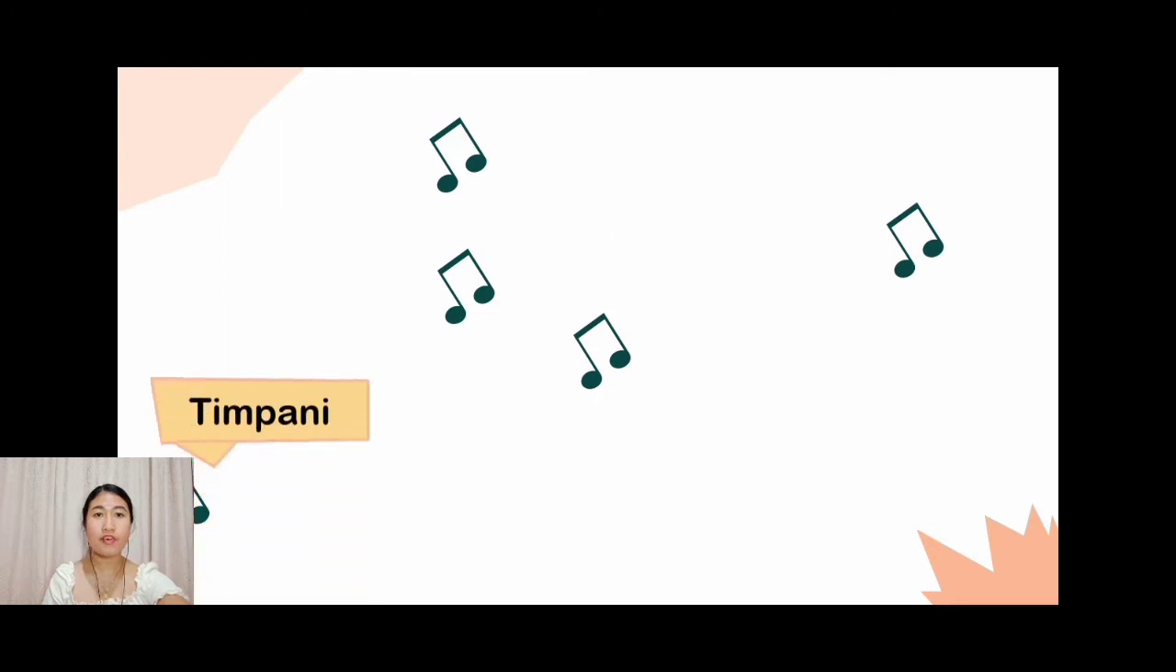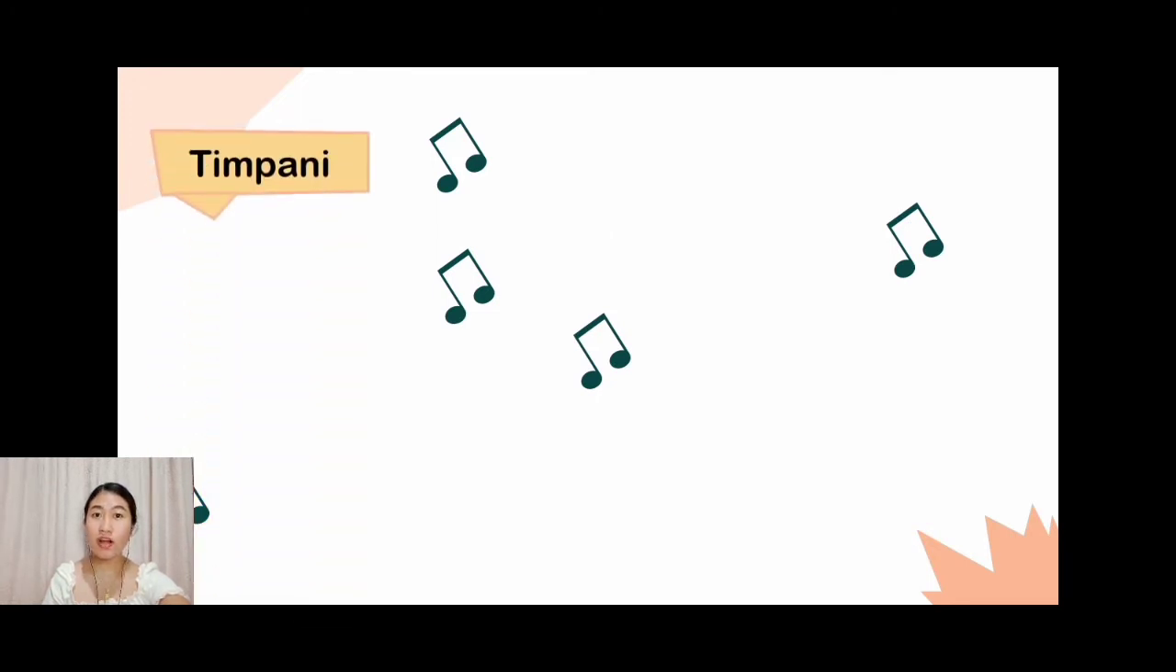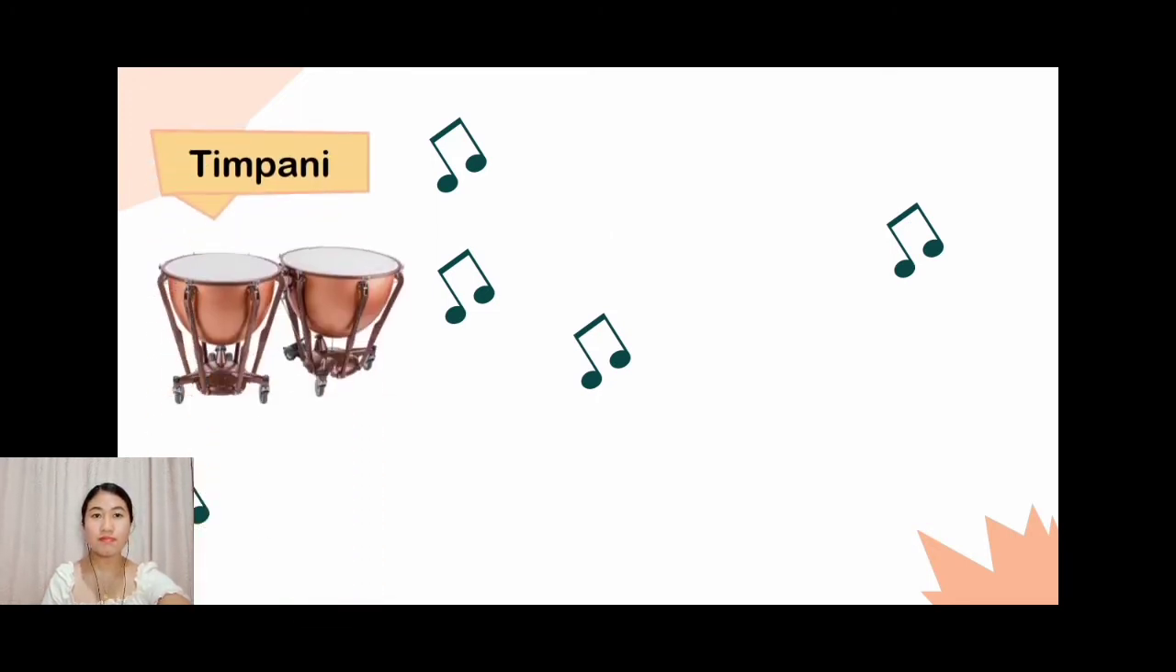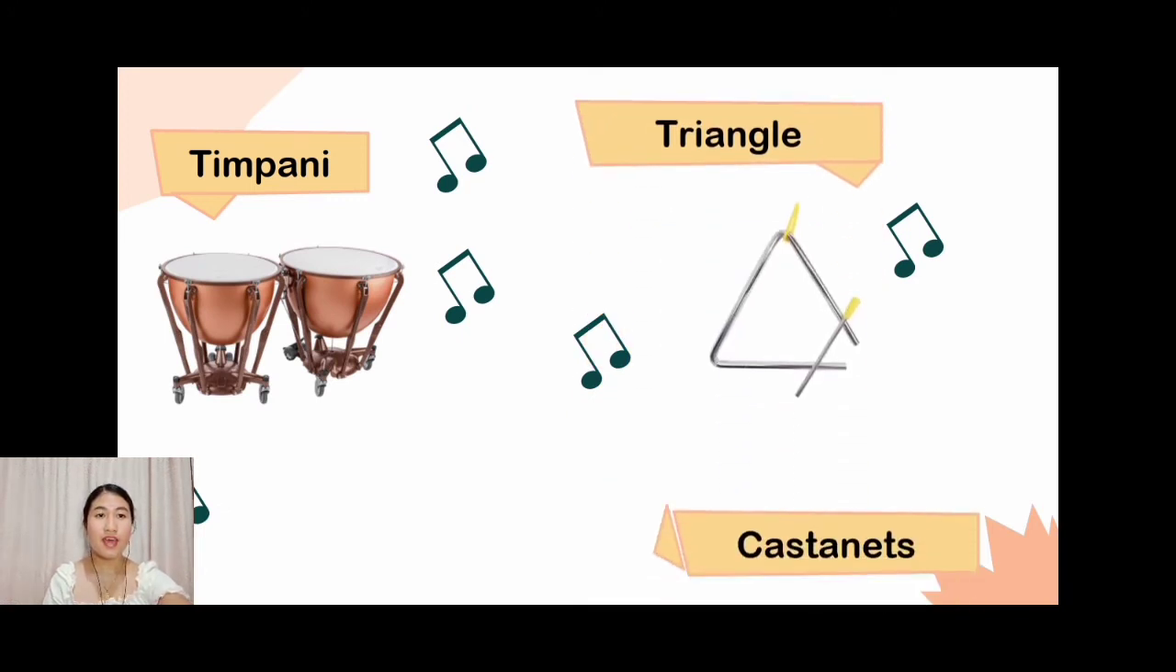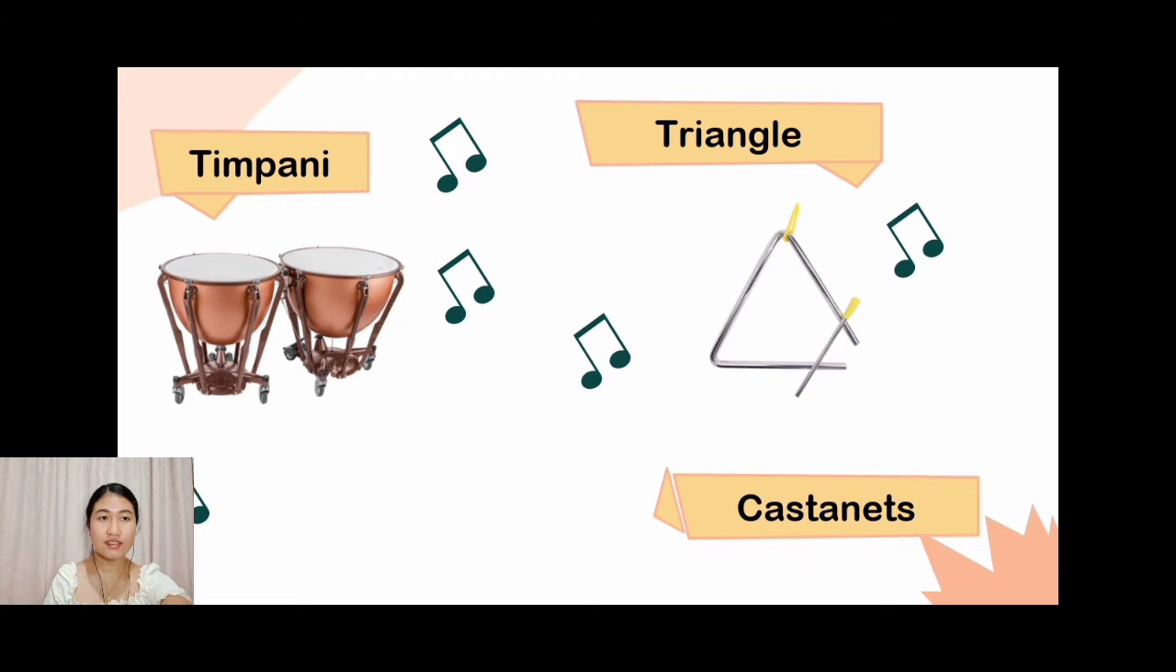So these are the examples of percussion instruments. We have the timpani or the kettle drum, the triangle, and the castanets.